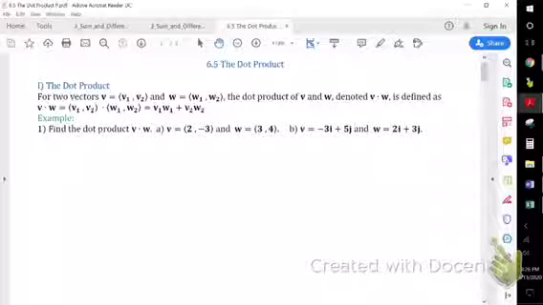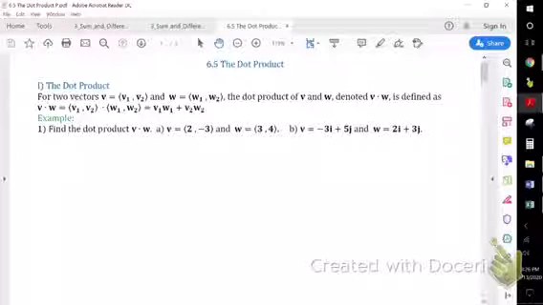Okay, in lesson 6.5, we talk about the dot product. So part 1 says for any two vectors v with components v1 and v2 and vector w that has components of w1 and w2, the dot product of v and w is denoted as v dot w and is defined as the vector v dot vector w is equal to the components of vector v, which is v1 and v2, dot the components of vector w, which was w1, w2.